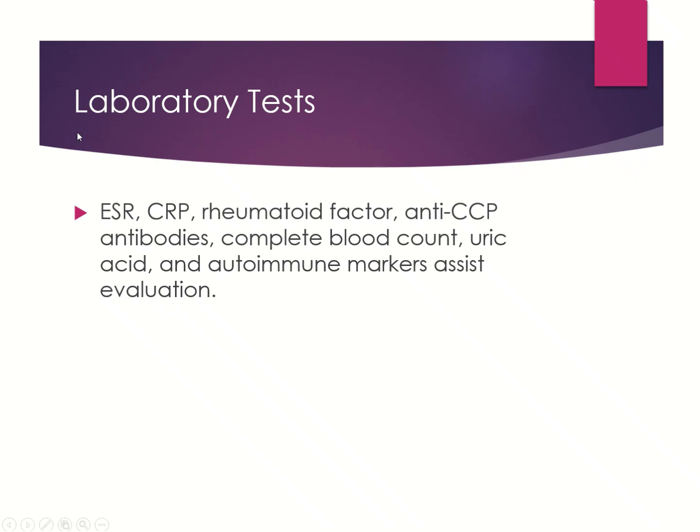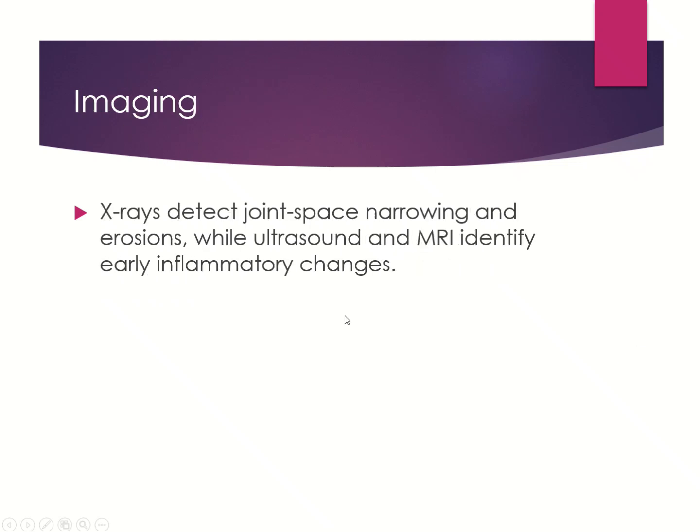So, what are the laboratory tests we usually do to diagnose the disease? That is ESR, CRP, rheumatoid factor, anti-CCP antibodies, complete blood count (CBC), uric acid, and autoimmune markers, which assist in the evaluation of the disease.